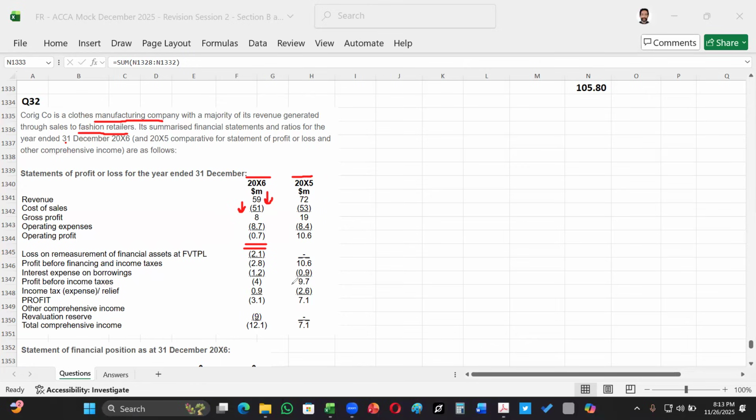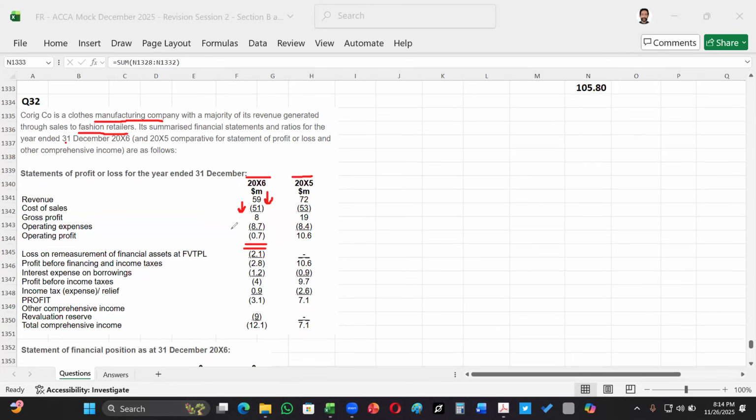Clearly there is a loss, so there is going to be a tax relief. Previously there was a profit, so we had a tax; here there is going to be a relief. And then we have the overall profit. For the previous year it is 7.1 million, and now it has become a negative 3.1. Then if we scroll down, we have this revaluation reserve. There is a further loss in the revaluation. Overall, this company seems to be losing its way.